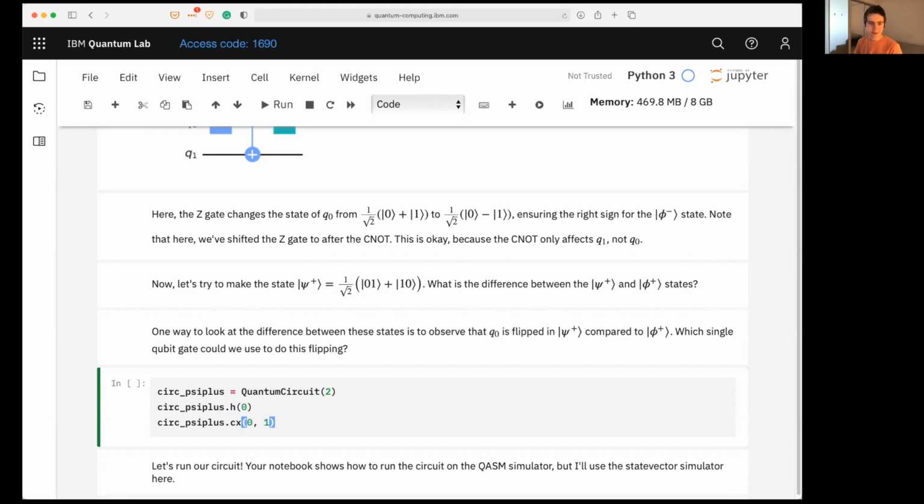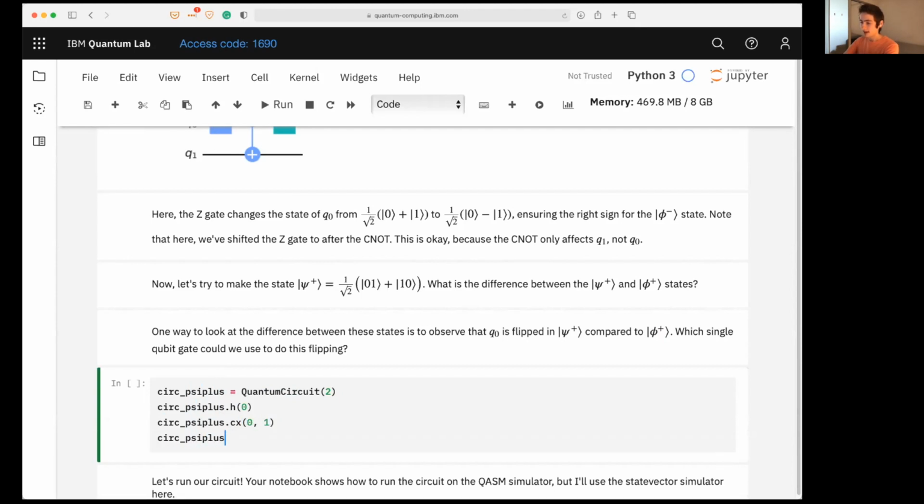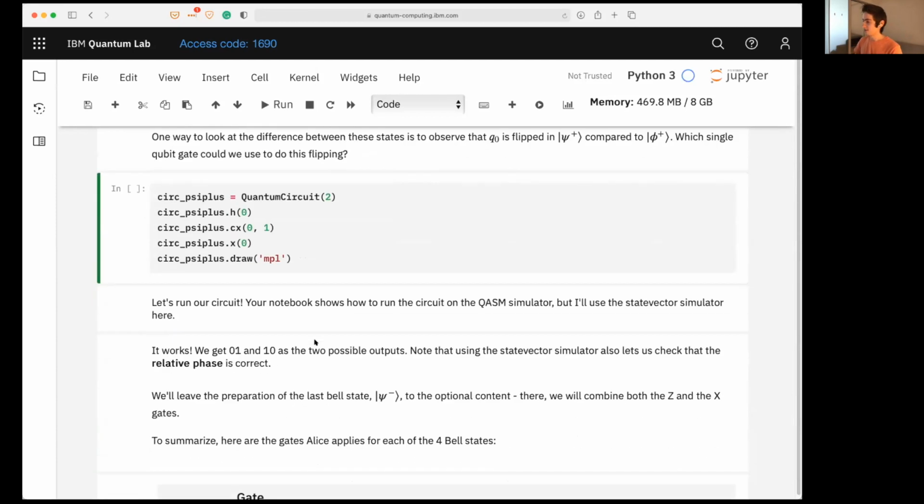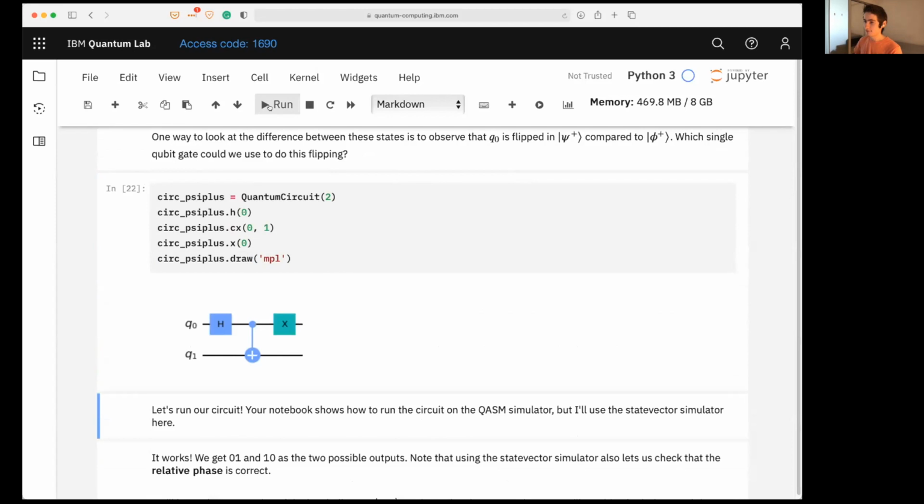Hopefully that's starting to look fairly familiar, this phi plus circuit. And then we're going to apply an X gate. Remember I said it should work if you apply it to either qubit 0 or qubit 1. In this case, we're Alice, so we're going to apply it to qubit 0. Then the final step, as always, is to draw our circuit to make sure everything looks as we expect. With my cell highlighted, I'm going to click run. There we go. This is indeed what we're expecting.